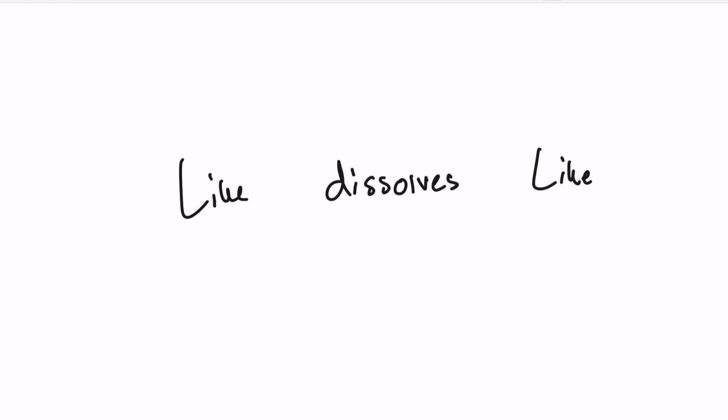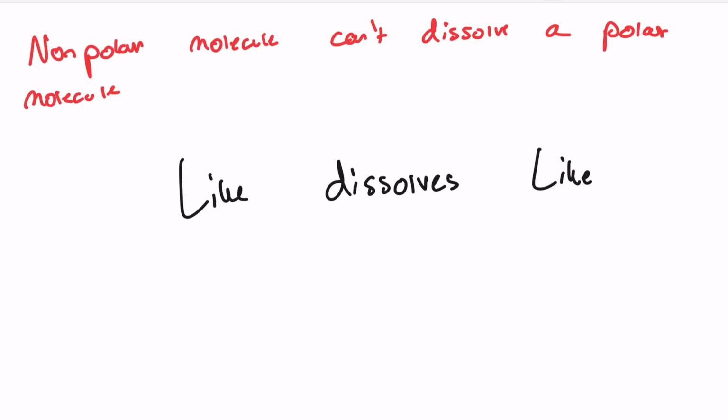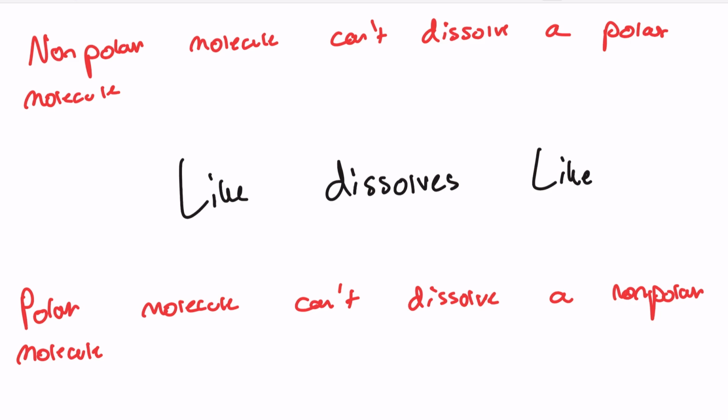The other thing we need to know about solutions is a super important rule. Like dissolves like. This means that in order to dissolve a polar molecule, we must combine it with another polar solvent. A nonpolar molecule will never be able to dissolve a polar molecule. And the same is true reversed. A polar molecule is unable to dissolve a nonpolar molecule.